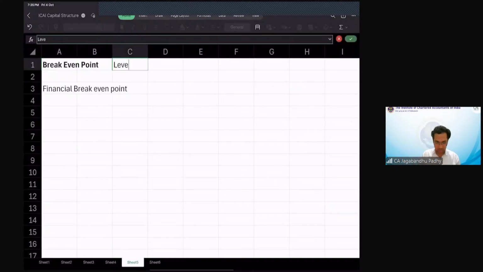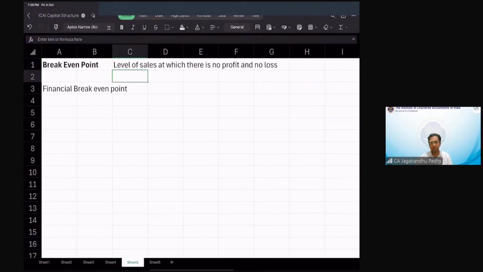Break-even point is the level of sales at which there is no profit and no loss. Now all other things follow over there, that your sales equal expenses, or your fixed cost equal contribution. So all those things are the things that happen at break-even point. But what is a break-even point? Break-even point is the level of sales at which there is no profit, no loss.